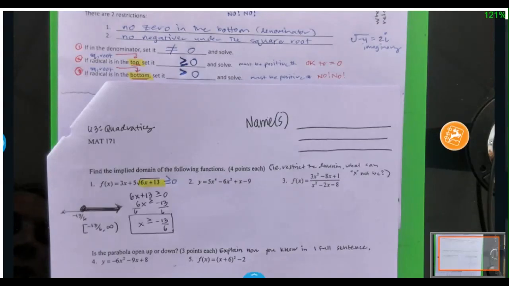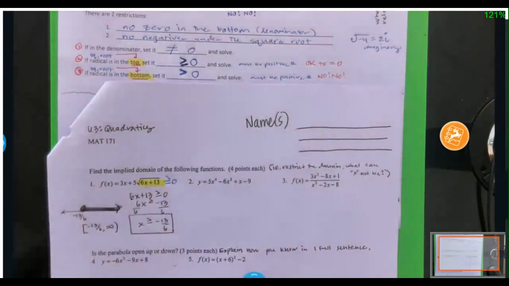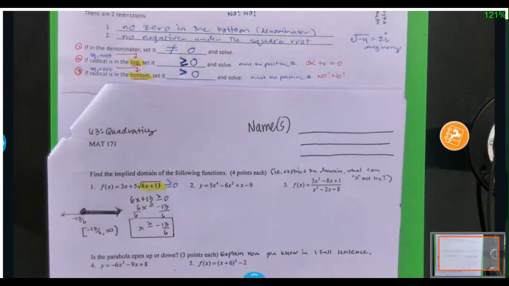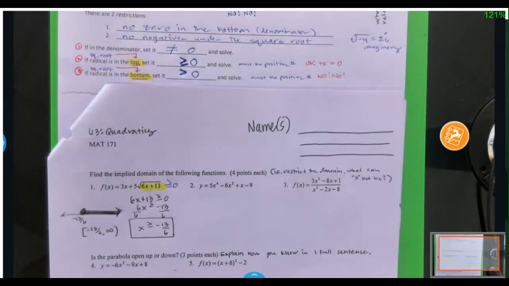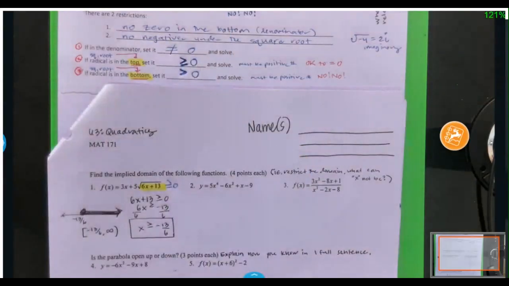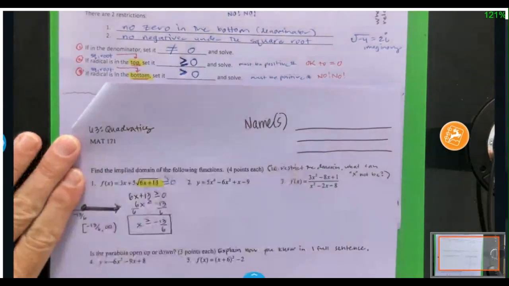All right, let's look at number two. Now, these are the restrictions. We've got them on our paper. Number one, no 0 in the denominator. And number two, no negative under the square root. Okay, so we're looking at this problem right here, 5x to the fourth minus 6x squared plus x minus 9. Do we have a denominator? No, so that restriction does not apply. Do we have a radical, square root? No. So no restriction applies to this problem.